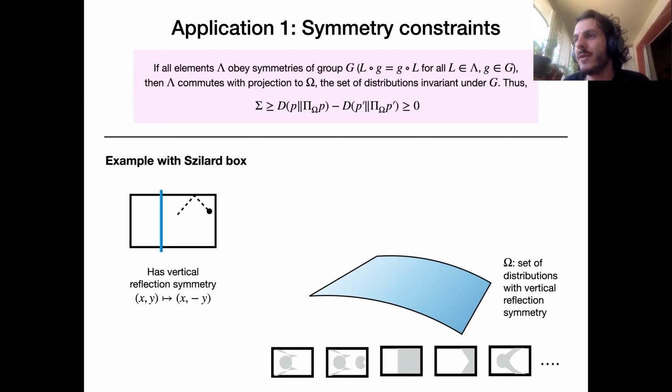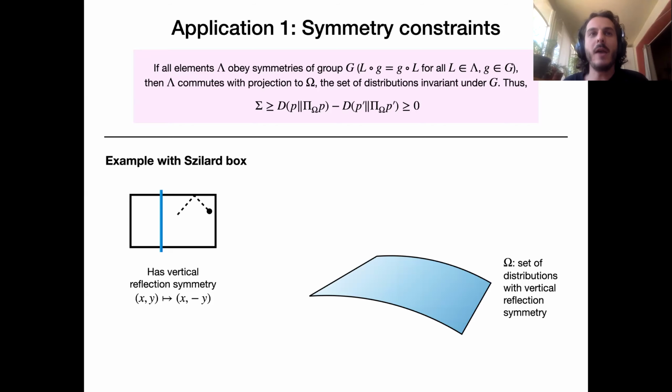These are all kinds of distributions that are vertically symmetric. There's of course an infinite number of them in omega, but these are some of them. They're all symmetric under vertical reflection. Okay, so now we can think about projecting different distributions to this set.